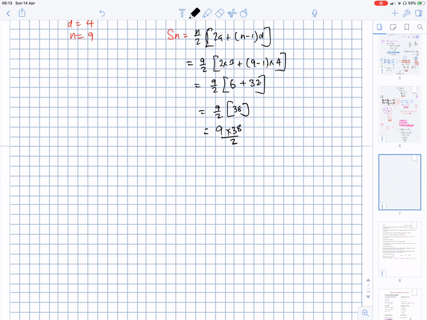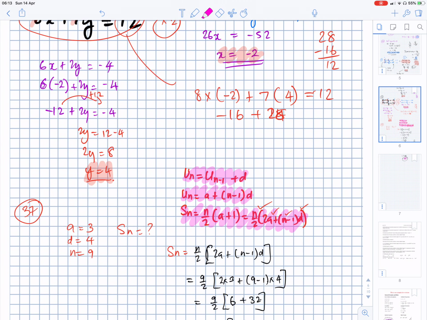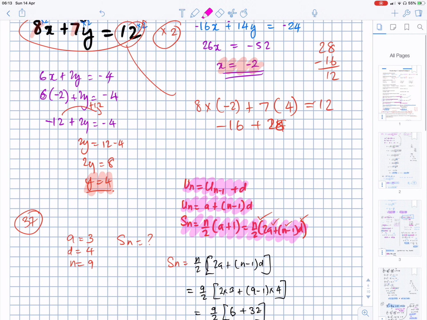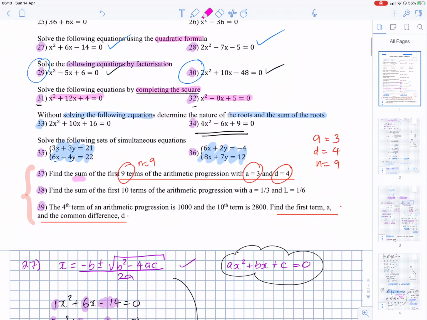Right, so this is 9 times 17 because 2 goes into 38, 19 times. So it's 2 times 19. And 9 times 19, that's 81, carry 8, 17, 171. So that is the answer to number 37. Now let's see number 38.